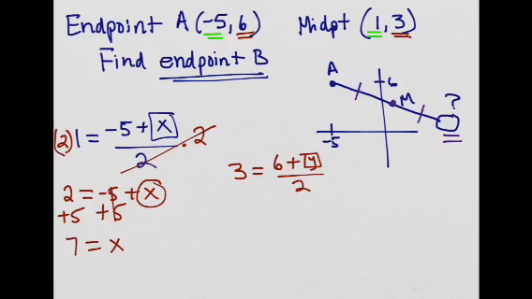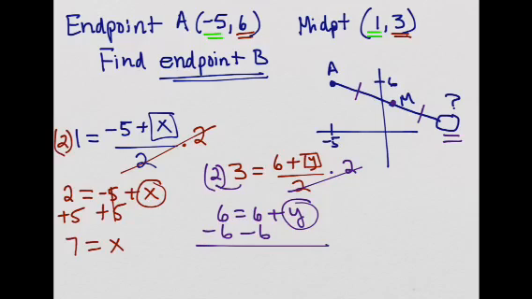Okay, now I move on to the y. Similar thing, I'm going to multiply both sides by 2. 2 and 2 over 2 is gone. 2 times 3 is 6, and then 6 plus y. I need y by itself, so I subtract 6, and I get 0 equals y. So the ordered pair, or the other endpoint, B, is 7, 0.